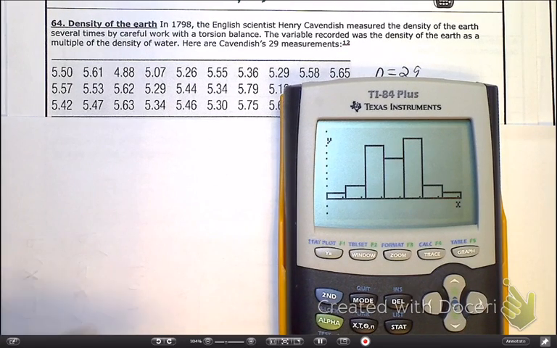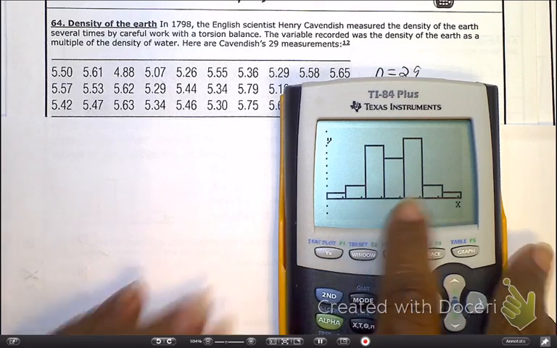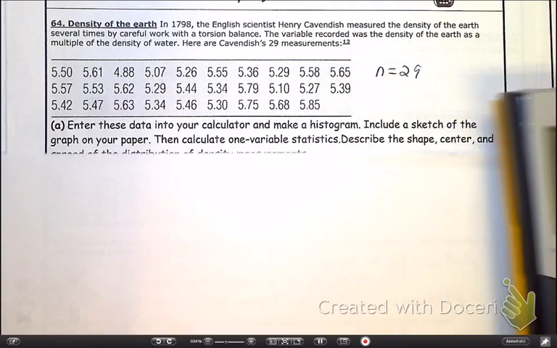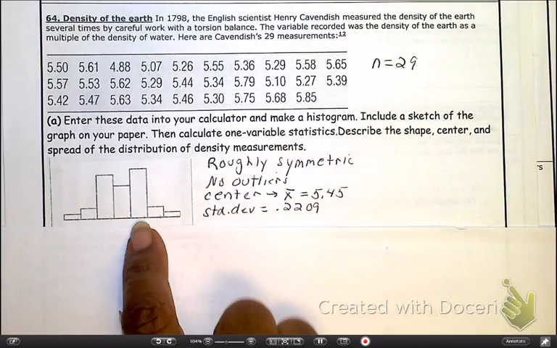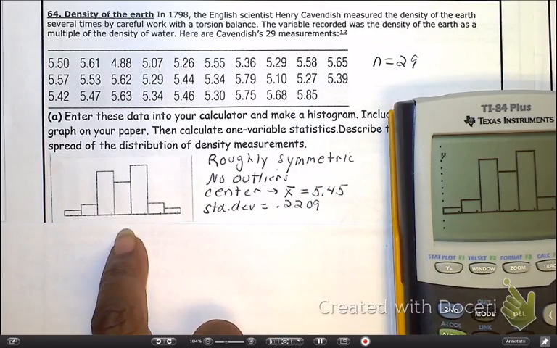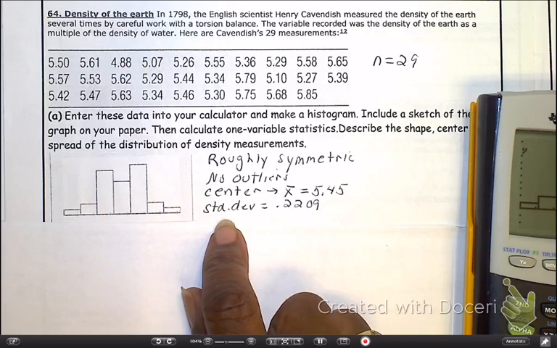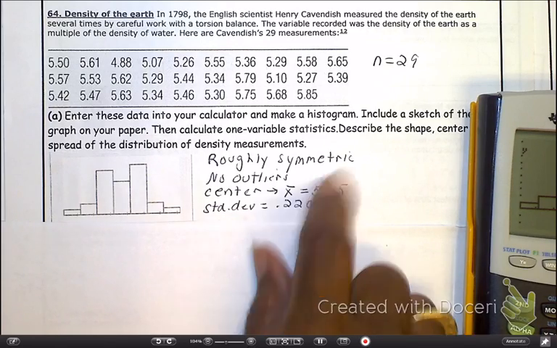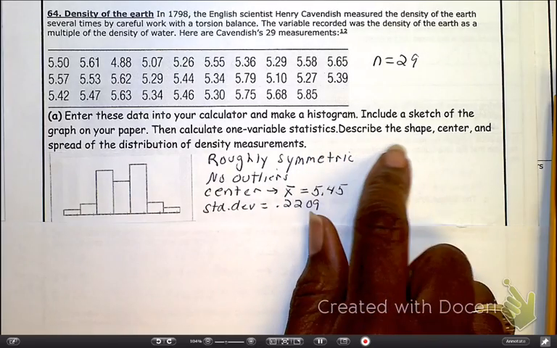So I had to do zoom stat again, and here's our graph. So that answers the question for number one, because number one says to enter it in the calculator and make a histogram. So this is exactly what I had, and I cut and pasted this from the book because I was going to be lazy and not put it in, but I took one for the team for the umpteenth time. Okay, then they asked us to sketch it, and then we want to go and talk about the shape.